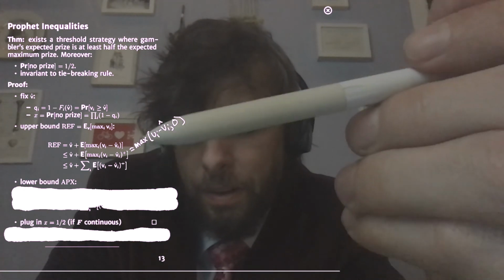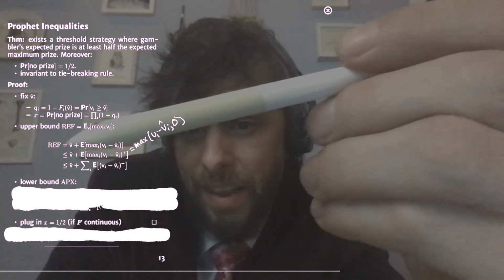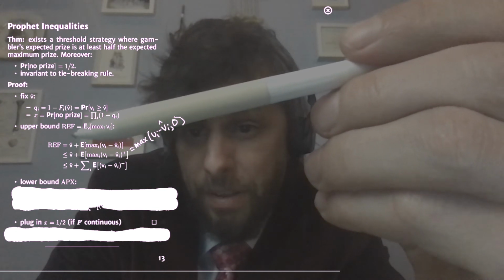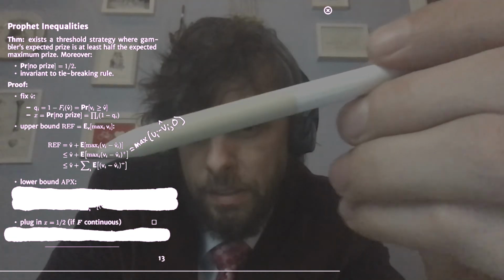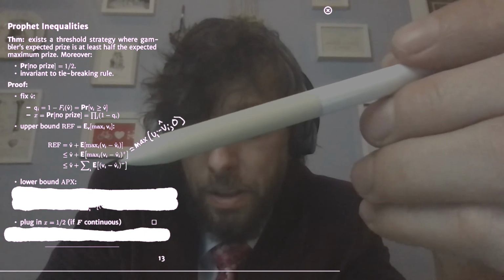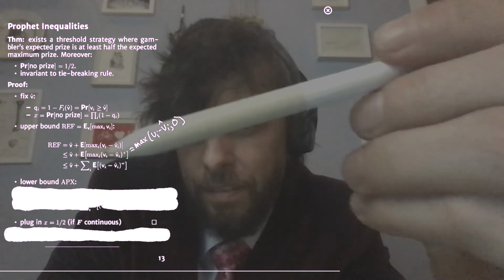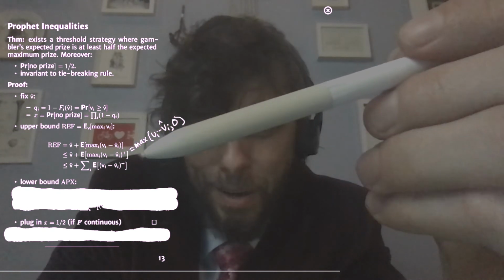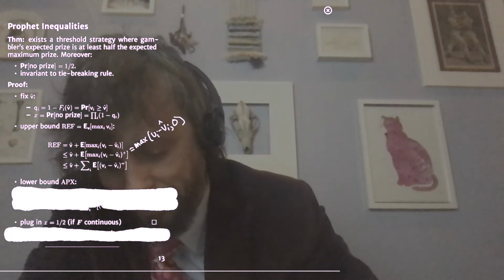So my analysis thus far has concluded that for any threshold vi hat, I can upper bound the expected maximum prize by the threshold plus the amount by which the maximum prize exceeds the threshold. In fact, sorry, it's the threshold plus the amount by which any of the prizes exceed the threshold. Great.